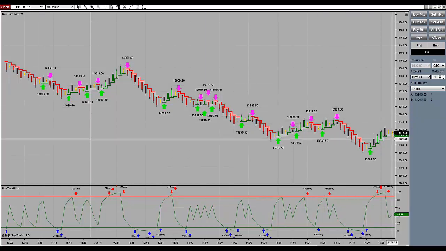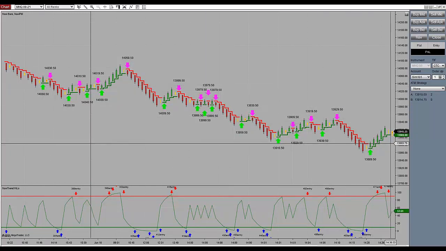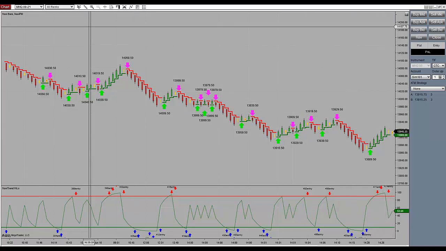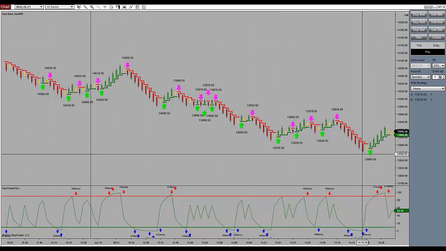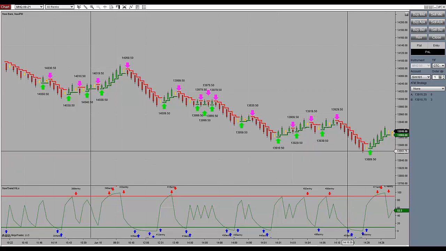Okay, so you can see the signal line is still green on this chart. This is a Renko chart. By the way, these charts are unique. You won't see them anywhere else.